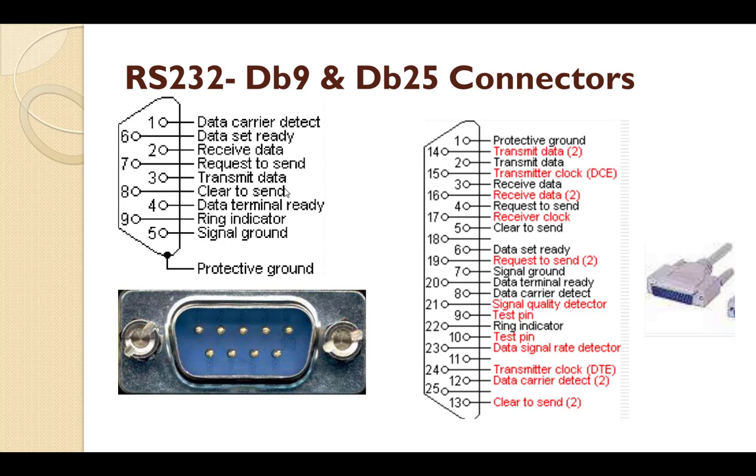So we use these kinds of connectors when we are working with RS-232 serial communication. One is the DB9 connector and another one is the DB25 connector. DB25 connectors you can basically see in printers. Both DB9 and DB25 are available in male and female connectors.